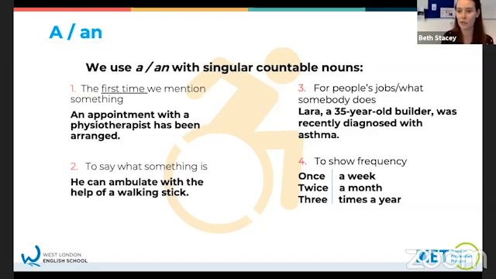If we're mentioning somebody's job or what someone does, then we can use a or an. Here we can see Lara, a 35-year-old builder, was recently diagnosed with asthma. If you want to start your letter with this, which a lot of people do, and you want to say the profession, which gives it a quite nice personal touch, it makes the person or the patient feel human. So it's quite nice to use their job sometimes, but remember you must use the a or an. And then we also use a or an to show the frequency, like if we say once a week or twice a week or something like that.